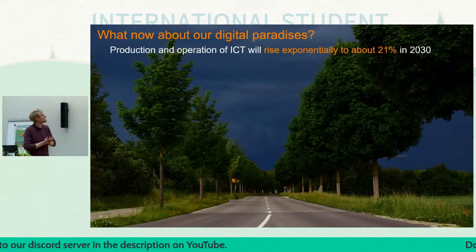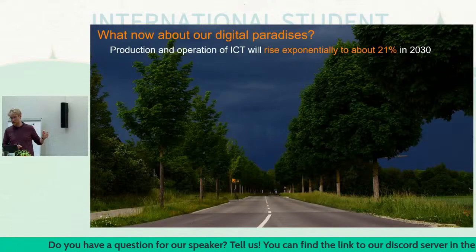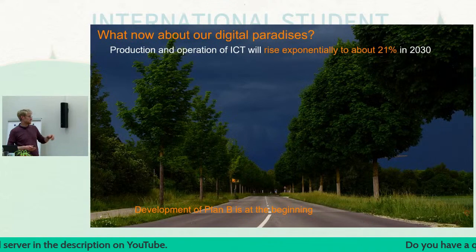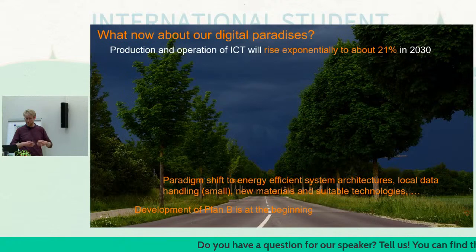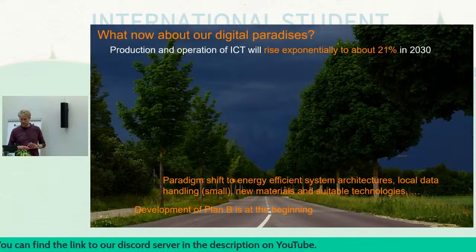Again, what I would like you to take home with you: production and operation of ICT will rise exponentially to about 21% of the energy consumption in 2020. And the development of our plan B, or our plan A, is just at the beginning. We push forward to a paradigm shift to energy-efficient system architectures that work locally, where we handle small data. For that, we need new materials and reliable technologies.